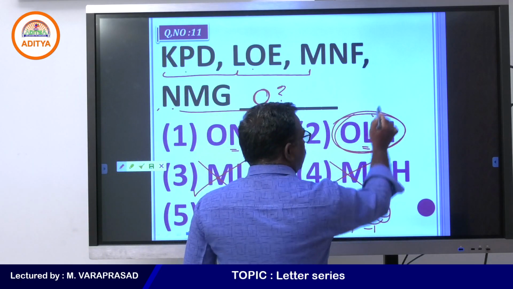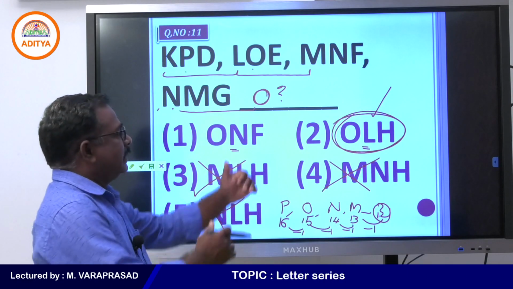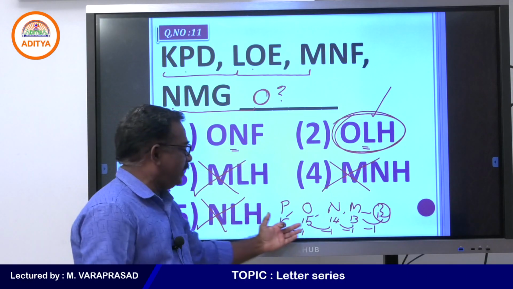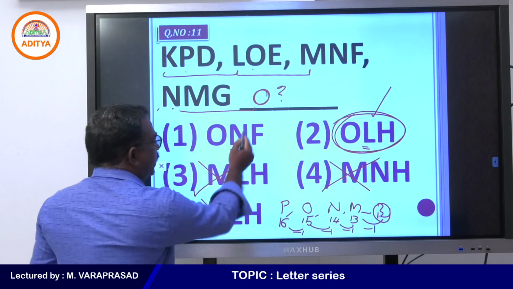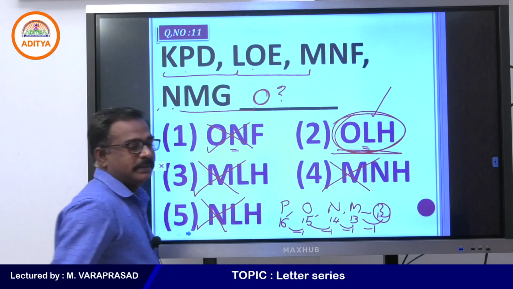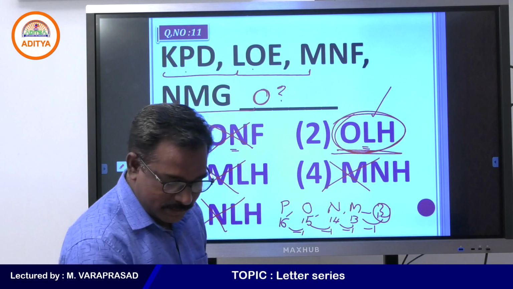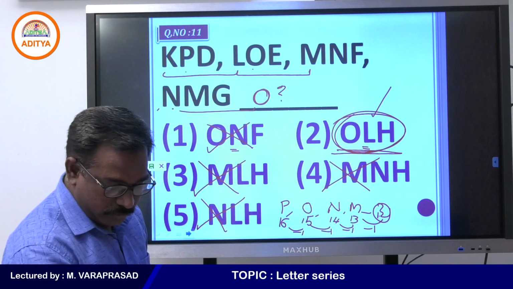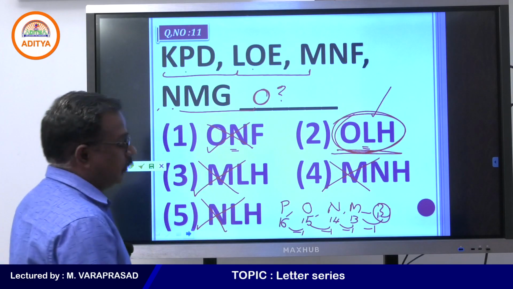No need to go for the third letter series because the first letter we confirmed O, the second letter we decided by decreasing order, L. O, N is wrong, so only one option is there, that is O, L, H. Only one option is there, that is O, L, H, right? Now see the next one. See the next one, what you will get.